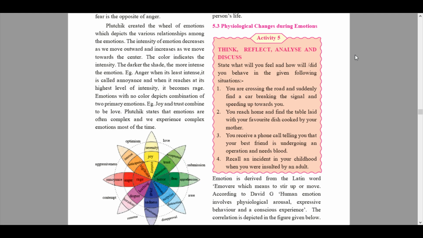So let's start. 5.3 Physiological Changes During Emotions. Here we have our activity. Based on this activity, we need to understand what we'll be learning in this unit. Think, reflect, analyze and discuss.